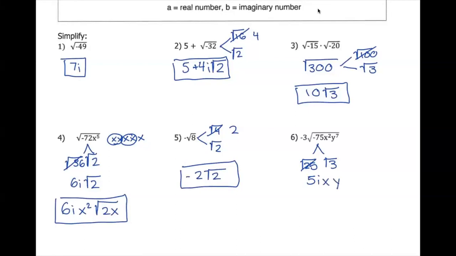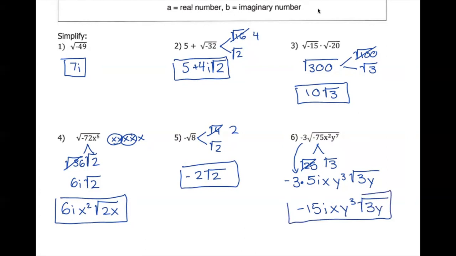x squared is 1 perfect pair. y to the 7th is 3 pairs. We're left, the 3 is still inside from here. And we have 1 y left over. And then don't forget we had a -3 in the front. So what should we do with that -3? Multiply it. -3 times 5 is -15. And everything else stays the same. And that is our simplified answer.